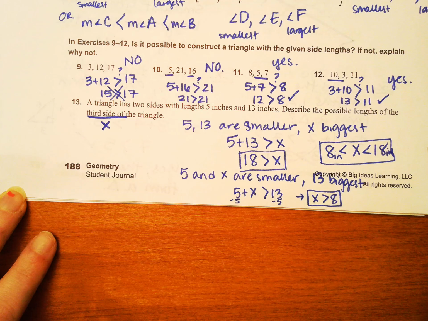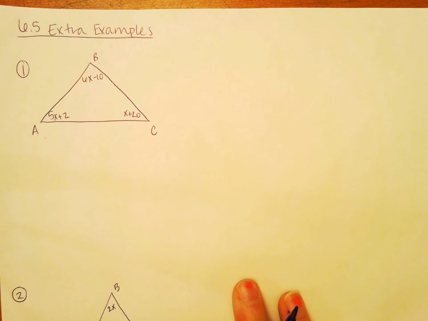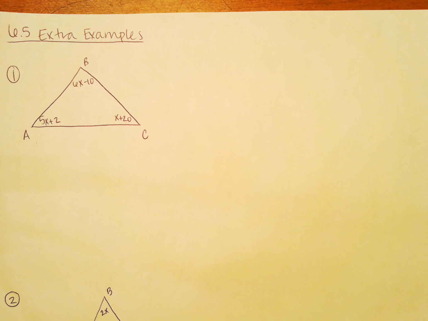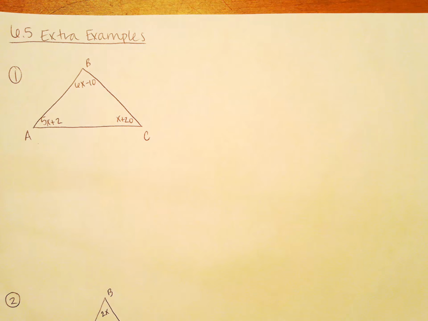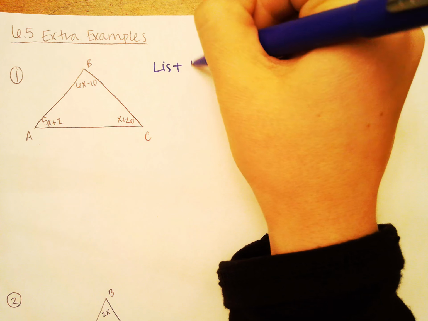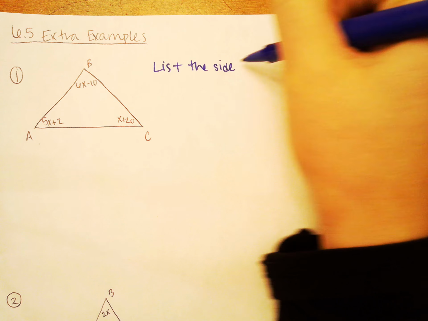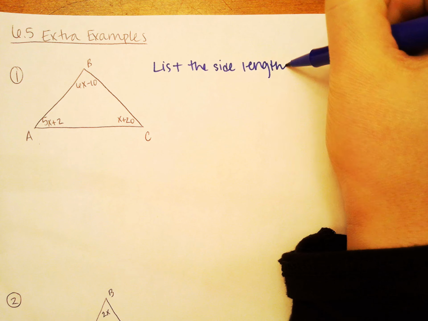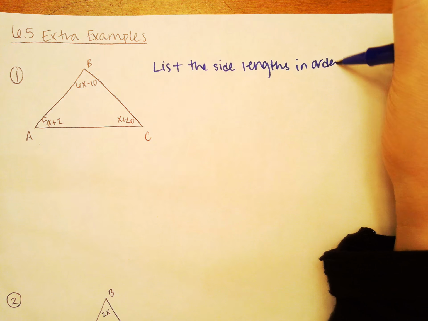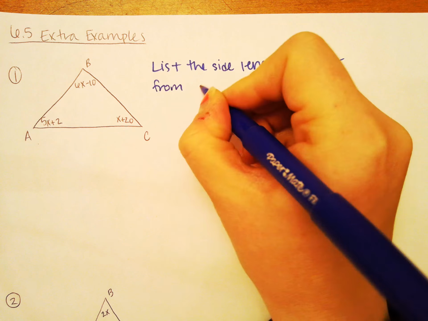Okay, so that's what's in the student journal. You should have gotten an extra example sheet, so we're going to look at those too. The question on the extra example sheet is saying, list the side lengths in order from smallest to greatest.